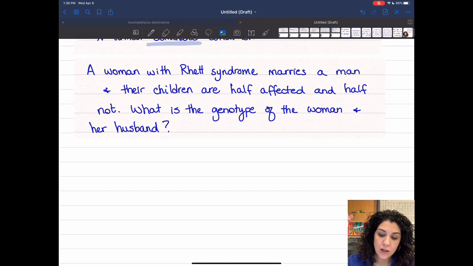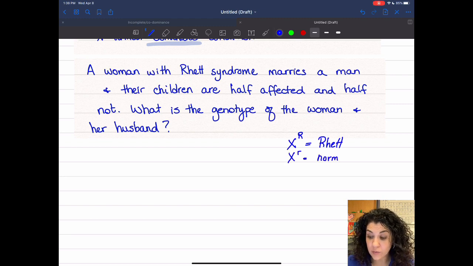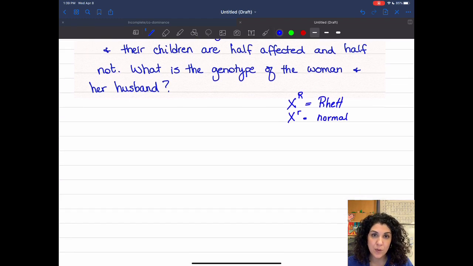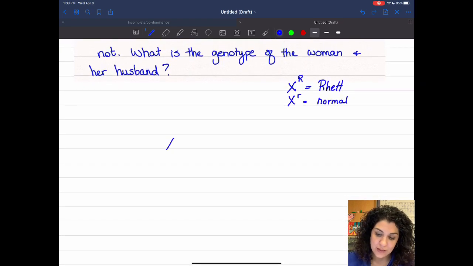Okay, so again, I'm dealing with Rett syndrome. I'm going to be making a little key for myself. So I'm going to say X big R is going to be Rett. X little r is going to be normal. Right now it's the little r that is the normal, and it's a big R that is the condition. So a woman with Rett syndrome, so she has it.